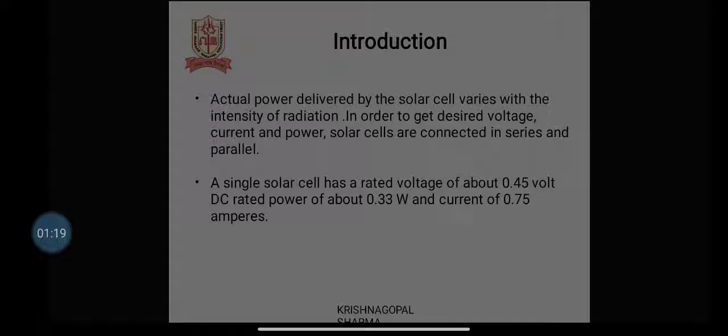The actual power delivered by the solar cell varies with the intensity of radiation. In order to get the desired voltage, current and power, solar cells are connected in series and parallel. A single solar cell has a rated voltage of about 0.45 volt, DC rated power of about 0.33 watt and current of 0.75 amperes.